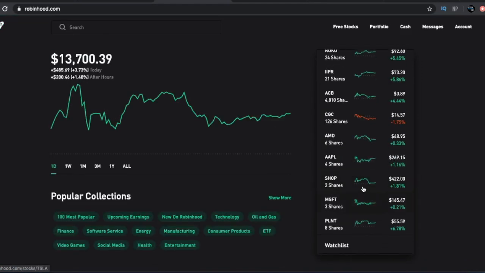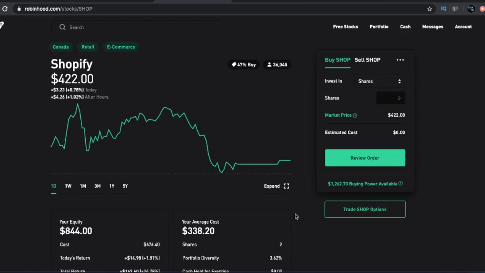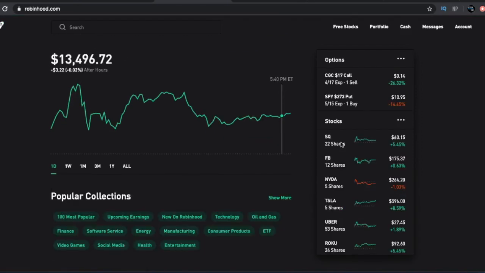And let's go on to Shopify. Shopify is at $422 now. And my average cost is $338.20. I have only two shares, but I'm almost up $100 per share already. That's crazy. I'm up 24.78%, $167.60. Let's go on to the next one.